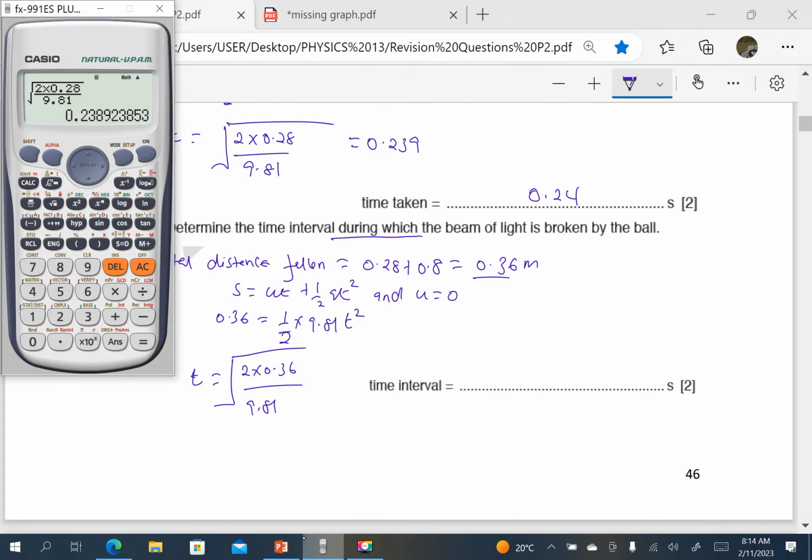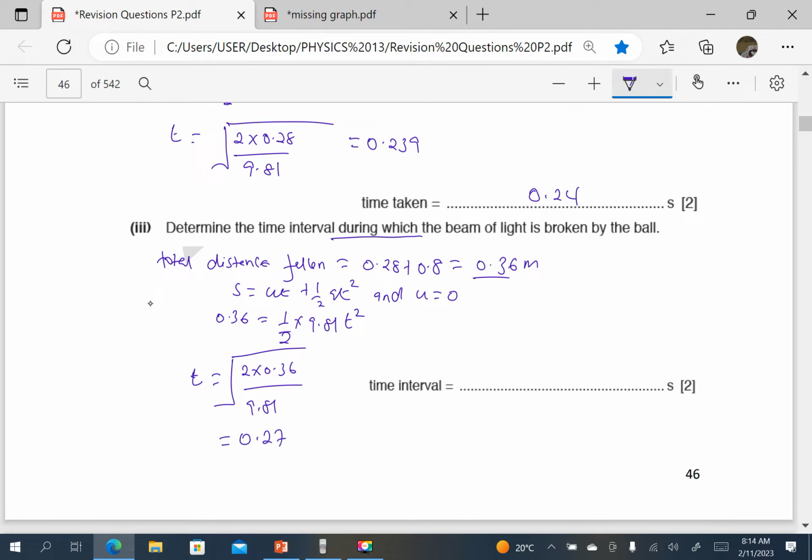So the square root of 2 times 0.36 divided by 9.81. That gives us 0.271. So this is 0.271 to three significant figures. Remember, this is the time for this distance.